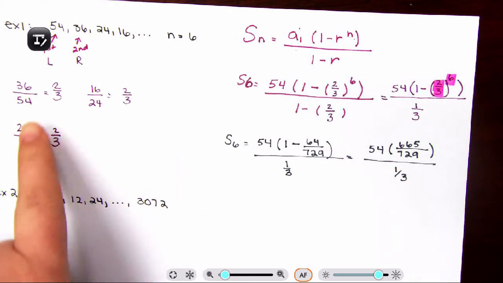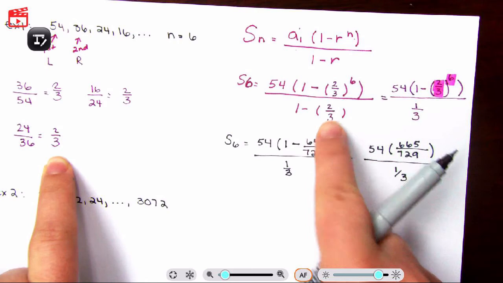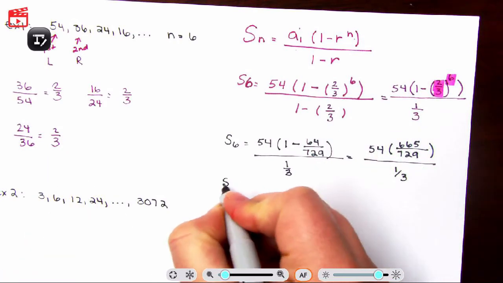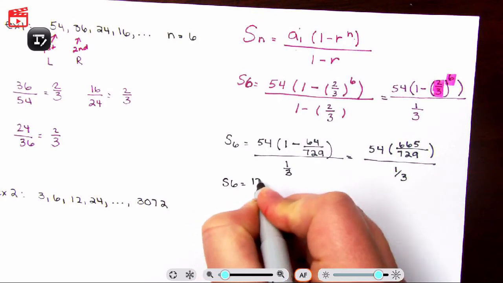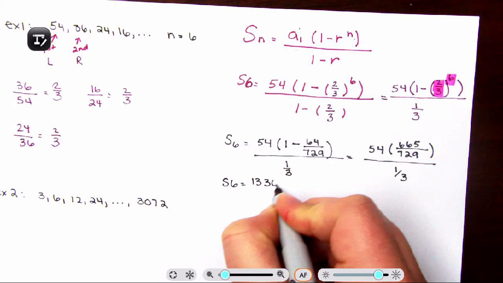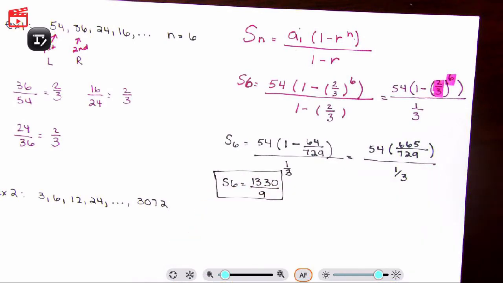Here is my common ratio, 2/3. Yes, 2/3. And then, you know what, you guys, I'm going to write down what it gave me. It gave me something weird. It gave me 1,330 over 9 as my summative value. Now, that could be it. I mean, that could be it.